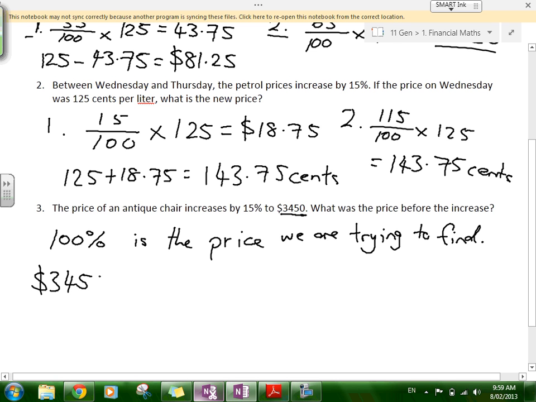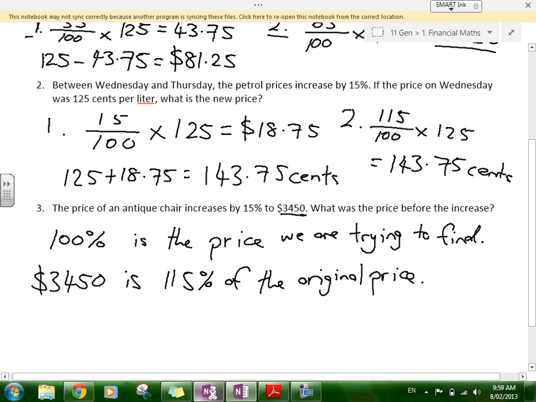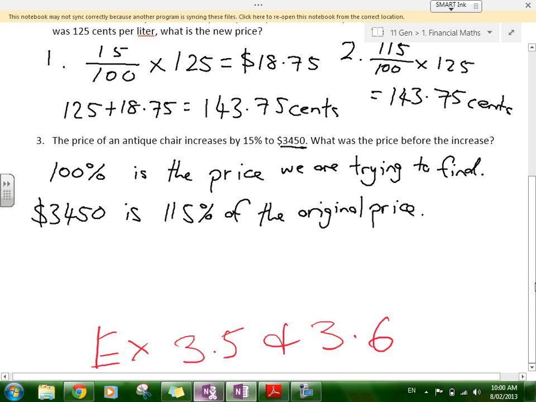So $3,450 is 115% of the original price. If I say unitary method, are you aware of this method? Unitary method. Find what 1% is and then times it by 100. So maybe? Alright. That's fine. We'll go.